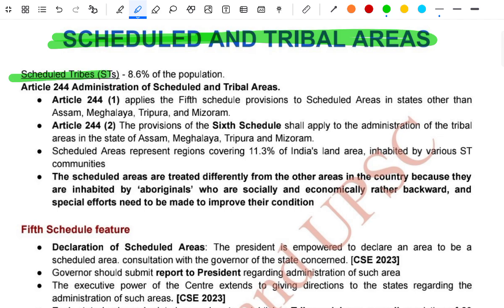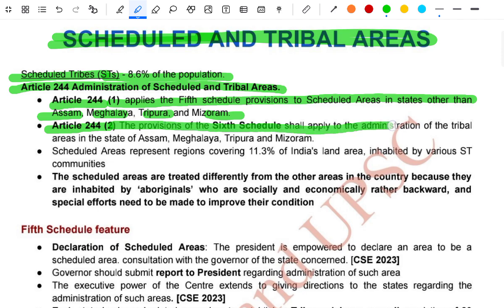Scheduled Tribes (ST) make up 8.6% of the population. Article 244: Administration of Scheduled and Tribal Areas. Article 244(1) provides that the Fifth Schedule applies to the administration of scheduled areas in states other than Assam, Meghalaya, Tripura and Mizoram. Article 244(2) provides that the provisions of the Sixth Schedule shall apply to the administration of tribal areas in the states of Assam, Meghalaya, Tripura and Mizoram.